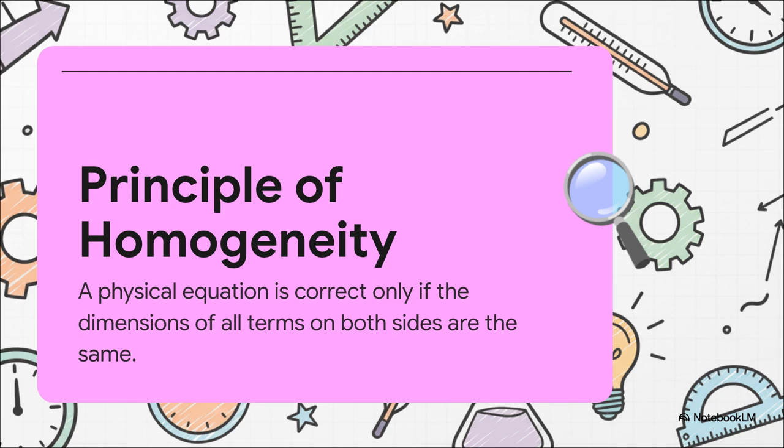All this means is that in any real physics equation, the dimensions on the left side have to exactly match the dimensions on the right. It's like the apples and oranges rule. You just can't add meters to kilograms. It doesn't make any sense.